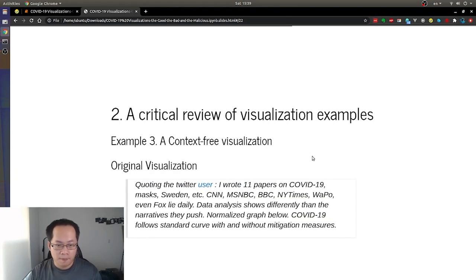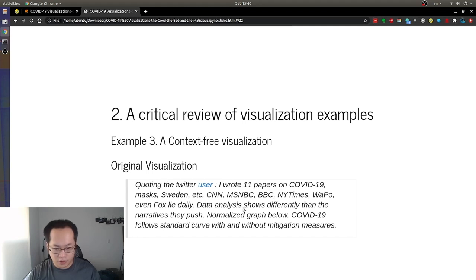So the third one. This is a context-free visualization. Very interesting. I found it also on Twitter. Not very popular, but this Twitter user claimed that he or she wrote 11 papers on COVID-19 masks, comparing to Sweden. We don't have too much time to talk about Sweden, but Sweden is actually a special case, because it doesn't have the regulation that you have to wear a mask in public.